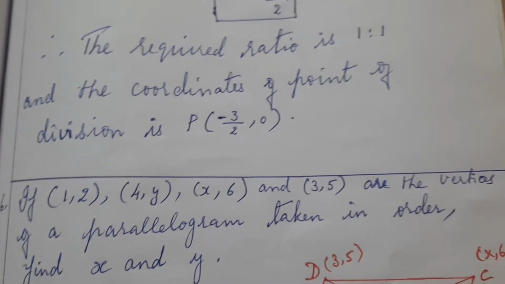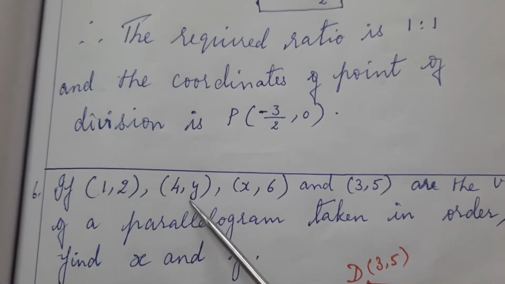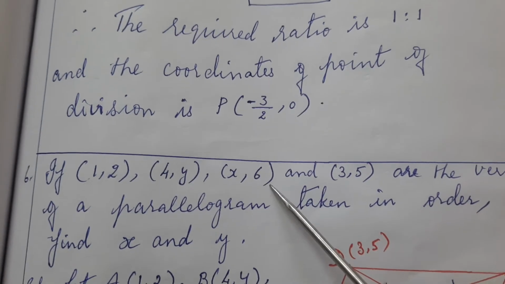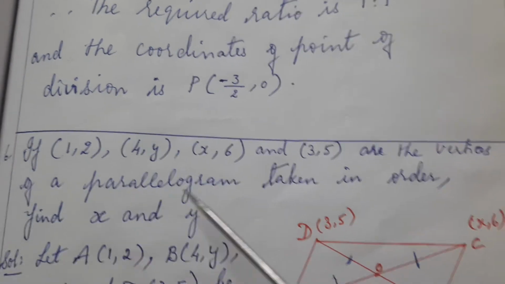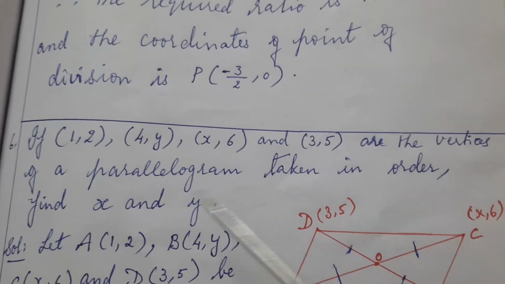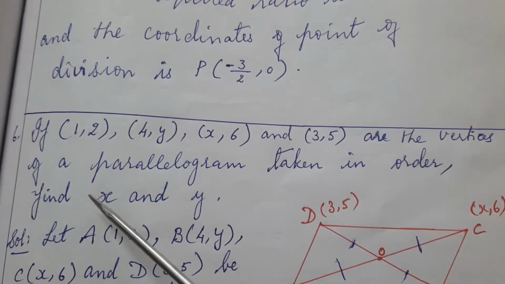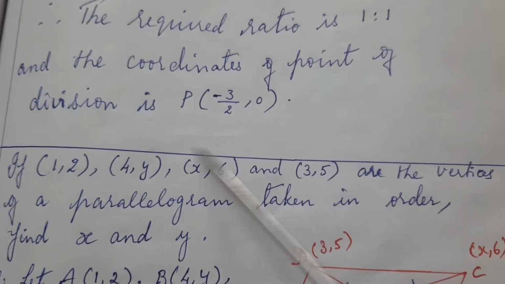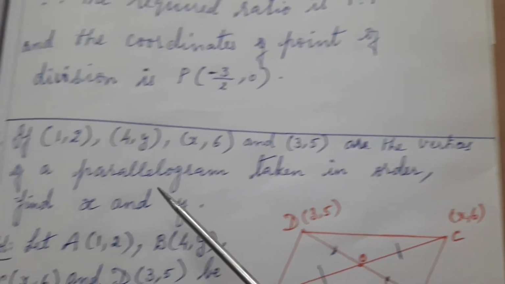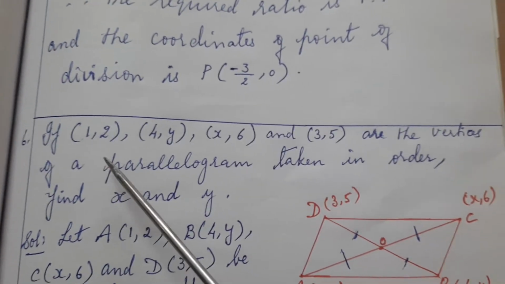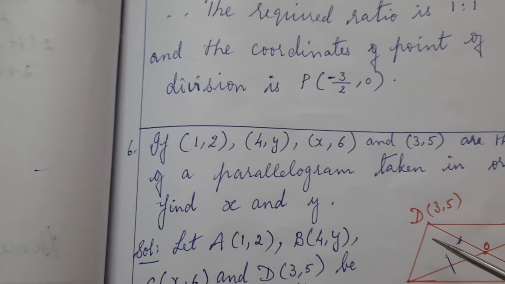The next question is, if 1 comma 2, 4 comma y, x comma 6 and 3 comma 5 are the vertices of a parallelogram taken in order, find x and y. Here the coordinates of all the vertices of the parallelogram are given. We have to take them in order.